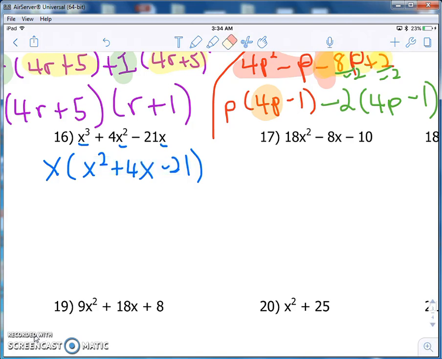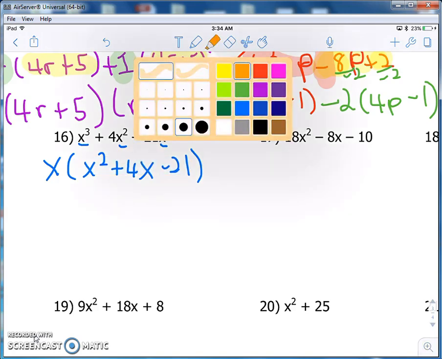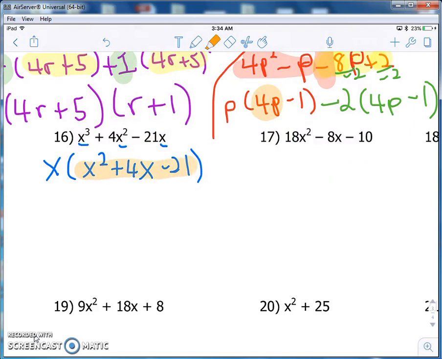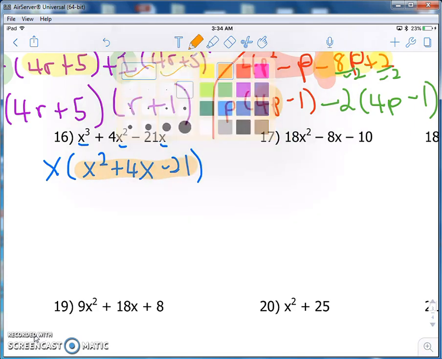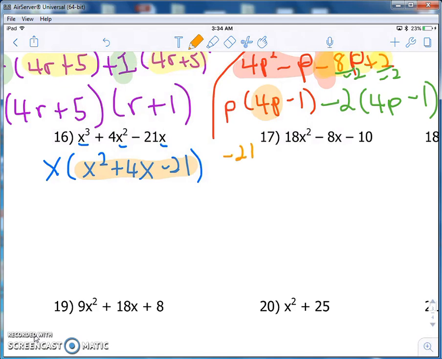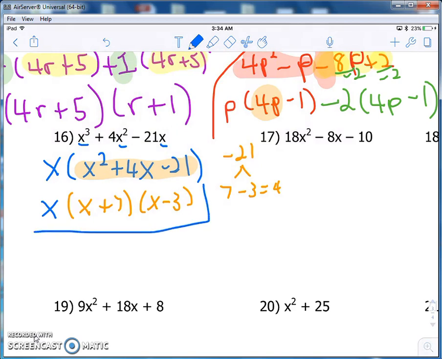And let's maybe do this. We'll call that orange, and in that orange part I've got a negative 21, and the factors of negative 21 that add to be 4 are positive 7 and negative 3. So the orange part factors to x plus 7 and x minus 3. And we still have that x from in front. And there's your final factorization. How fun is that?